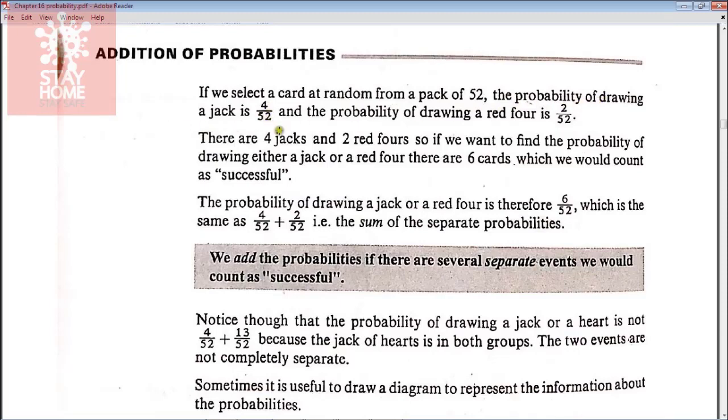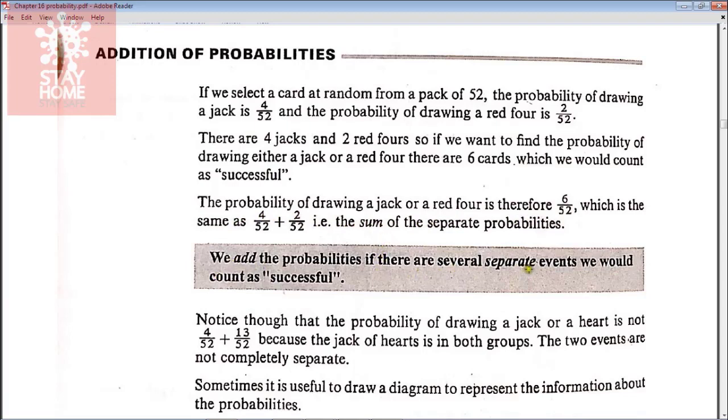is 4 over 52, and the probability of drawing a red 4 is 2 over 52. There are 4 jacks and 2 red 4s. So if we want to find the probability of drawing either a jack or a red 4, the 6 cards which we would count as successful. The probability of drawing a jack or the red 4 is therefore 6 over 52, which is the same as the sum of the separate probabilities. We add the probabilities.